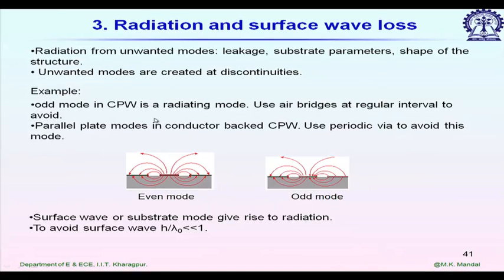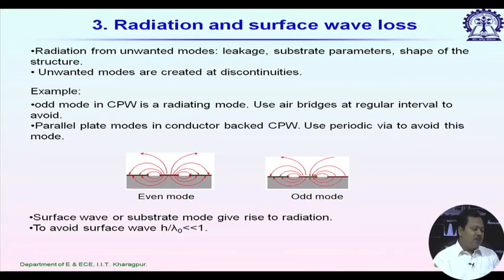Next, one more example. If any transmission line or other guiding structure supports a fast wave, it is associated with radiation, and as we discussed last day, the structure will radiate continuously along its length. Let us take one example. This figure shows a CPW line.